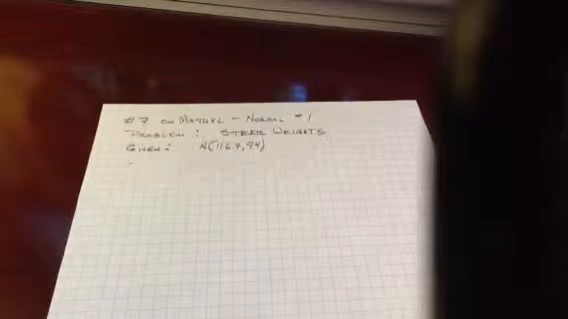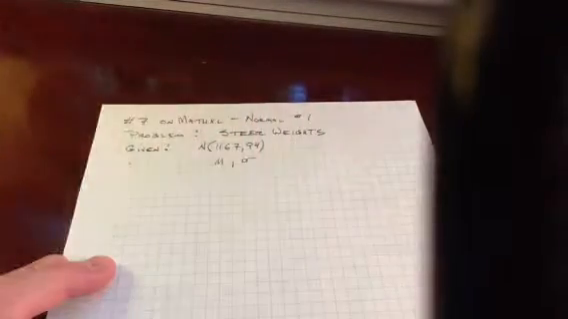Here we are again in my home studio. I would like to address problem number 7 on the MyMathLab homework, Normal 1. The problem is about the weights of steers, and we are given N(1,167 pounds, 94). This notation means that the mean, mu, and the standard deviation, sigma, are listed that way.